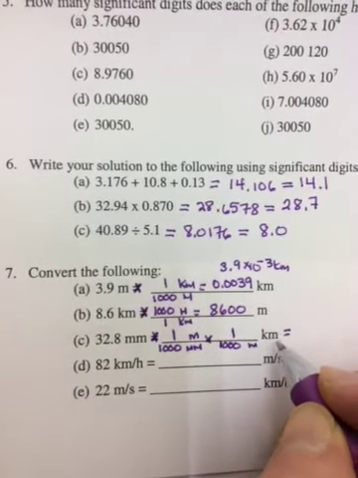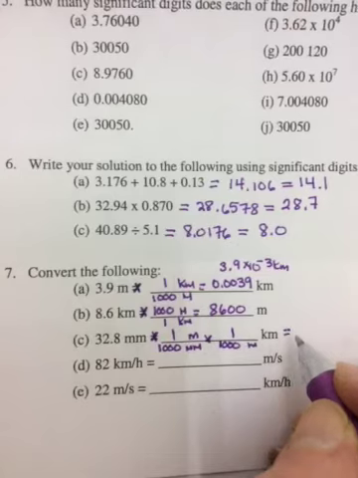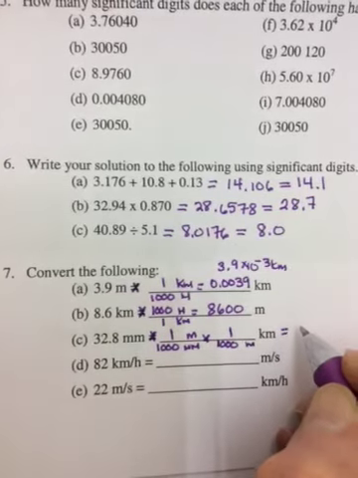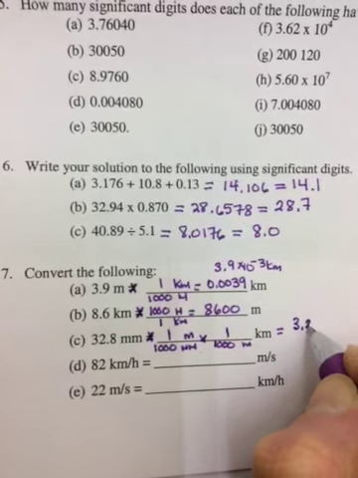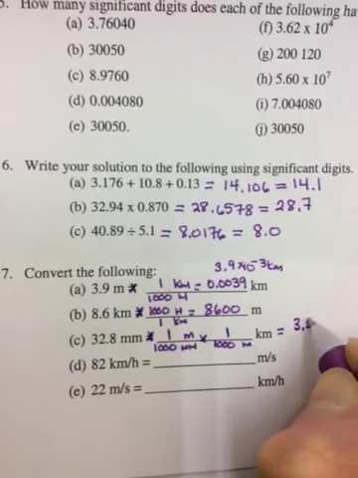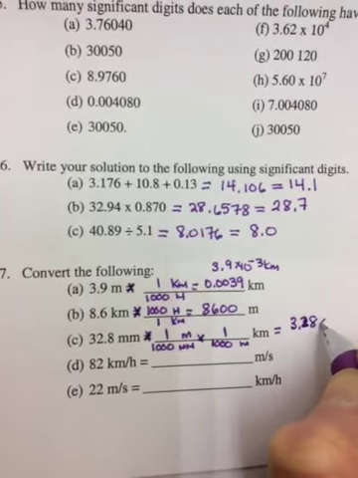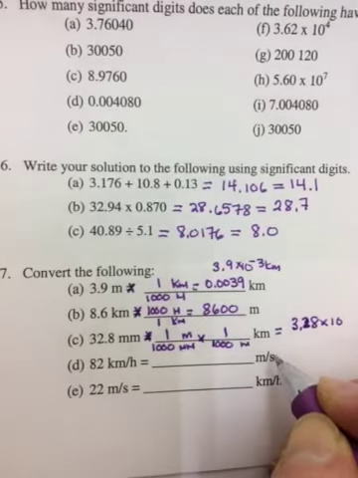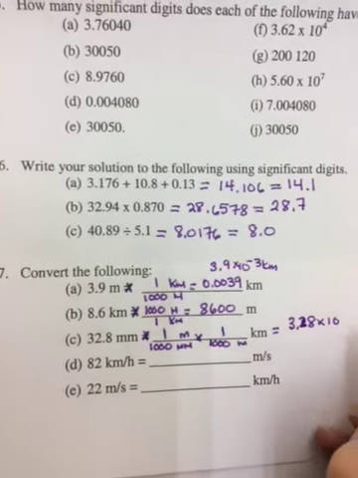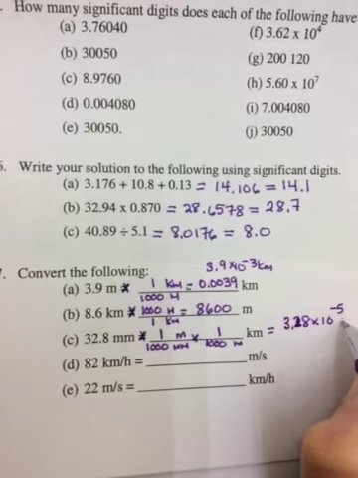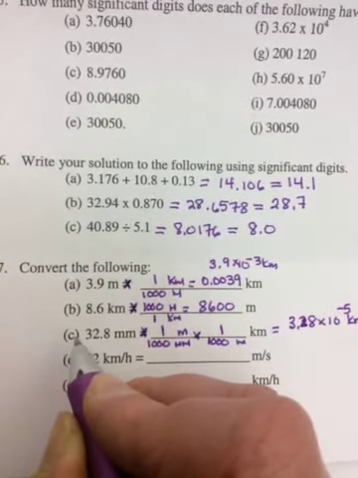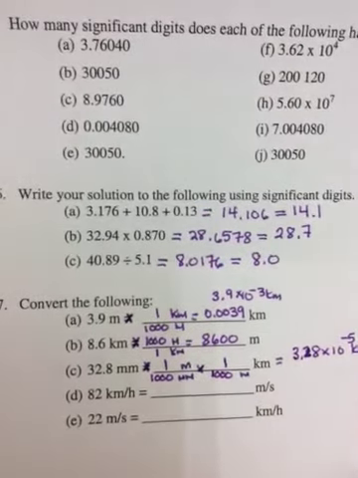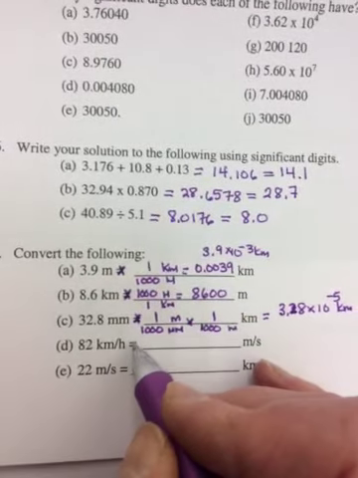And so when you do, you're going to get a lot of 0.00. I'm going to write it in scientific notation. It's going to be 3.228 times 10 to the negative 5. And that'll be kilometers, right? Because it goes over 2, another 1. Yeah. All right.